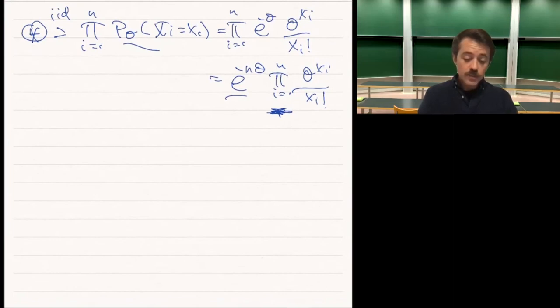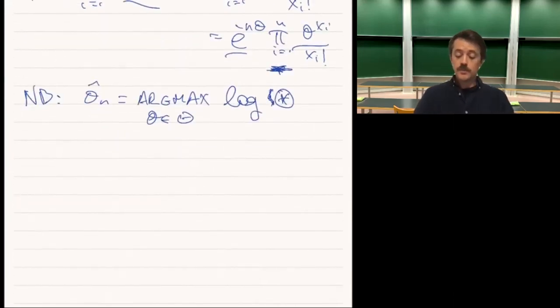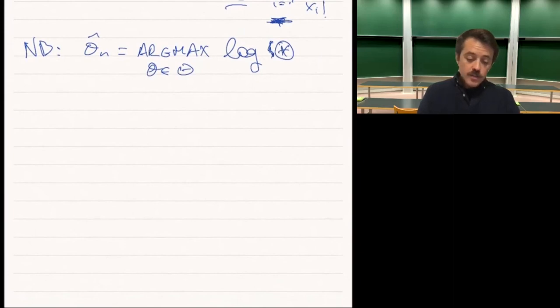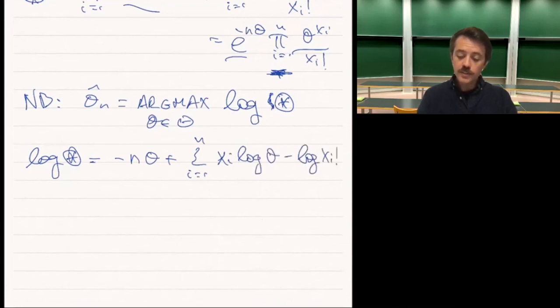Okay, so let's take the logarithm and note that this theta n that we had above can be rewritten as the argmax over the parameter space of the logarithm of this star. And that is, of course, because the logarithm is strictly monotonic. So what is the value of this log star for us? Well, looking at that, what we have is minus n theta plus the sum from 1 to n of xi log theta minus log of the xi factorials.